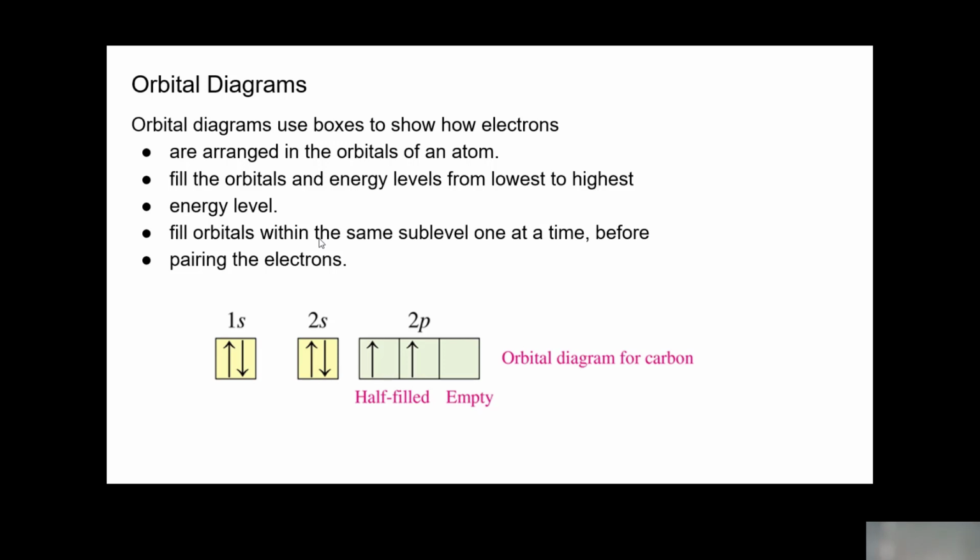If we were to put these pointing the same direction, this would be a completely unstable compound, and it would not exist for very long. And that's not what we're trying to show. We're trying to show everything in its most stable form. So we fill orbitals within the same sublevel before we pair them. Also, that shouldn't have had a little box there. That lied to me there. Okay, so here we have 2 electrons, 2 electrons, 2 electrons. So we have 6 electrons here.